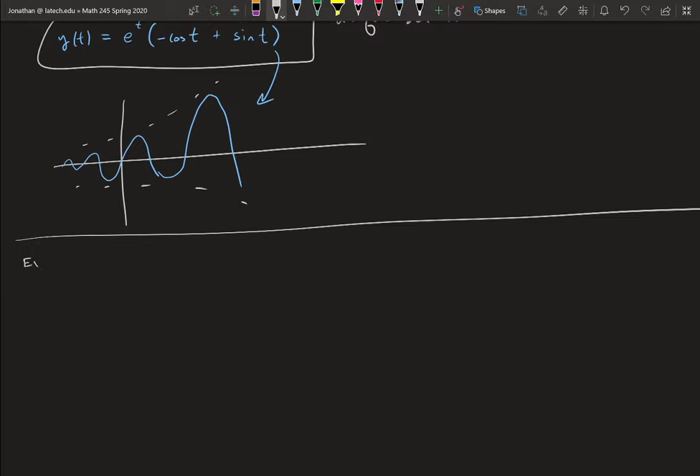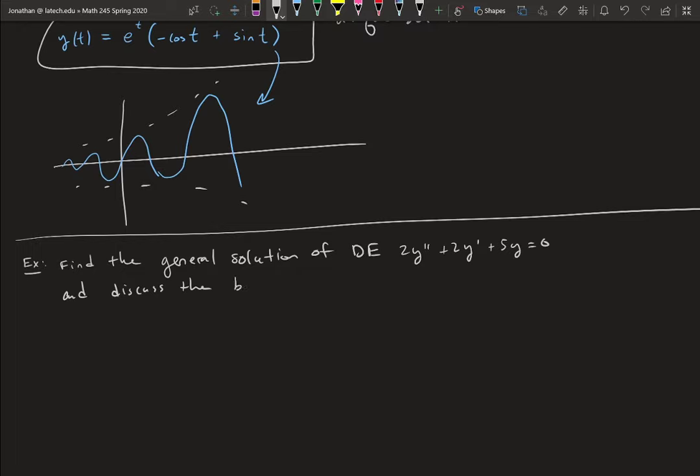Example. Find the general solution of the differential equation 2y double prime plus 2y prime plus 5y equals 0, and discuss the behavior as t goes to infinity.